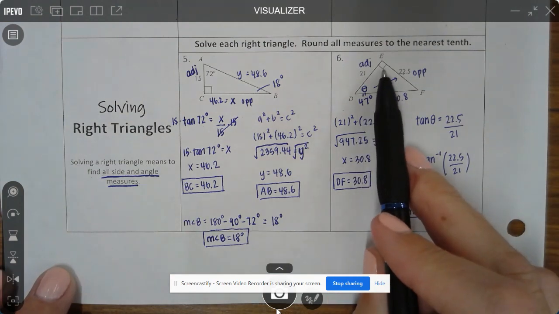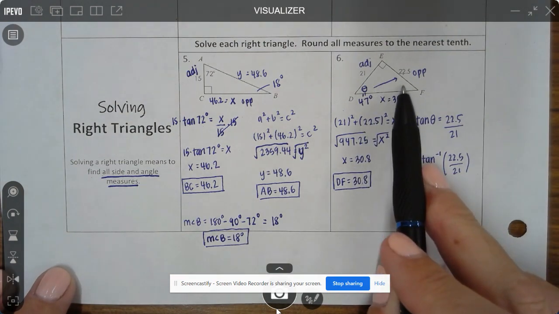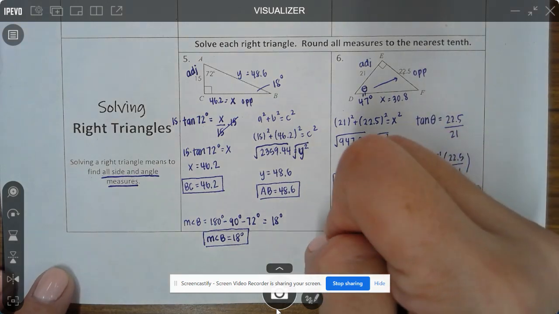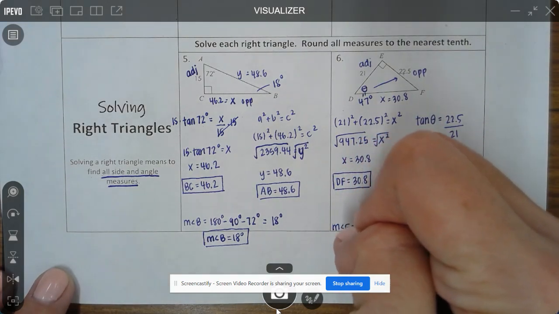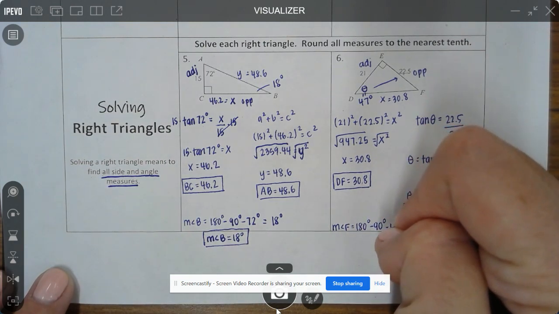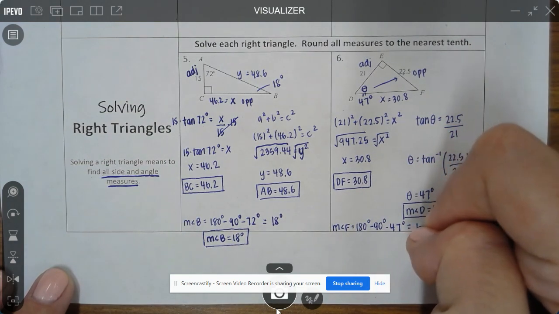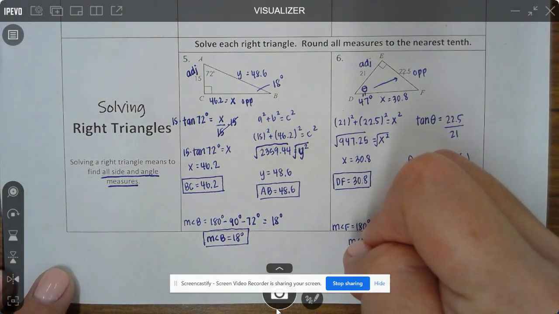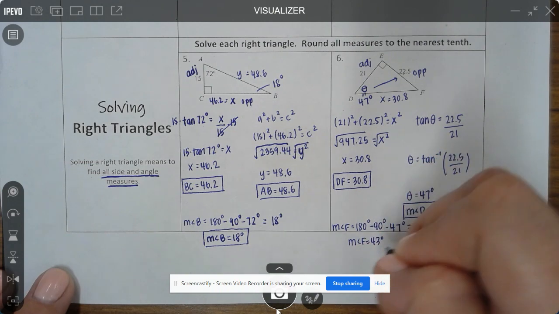So now I have a 90-degree angle and a 47-degree angle. I can just use subtraction like I did in the last triangle to find the measure of angle F. So the measure of angle F would be 180 degrees minus 90 degrees and then minus 47 degrees, which I believe should leave us with 43 degrees. So the measure of angle F would be 43 degrees.